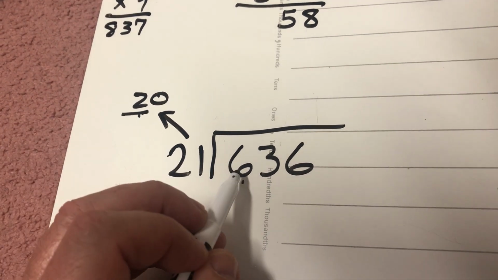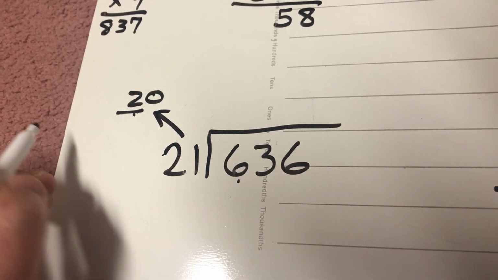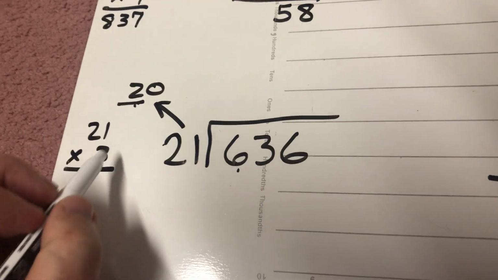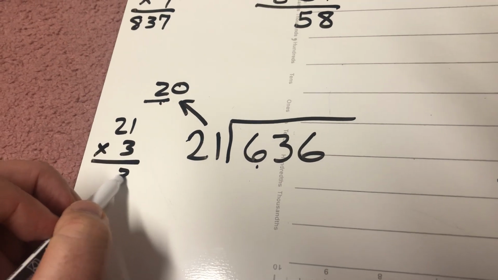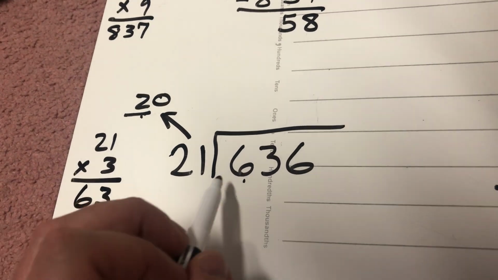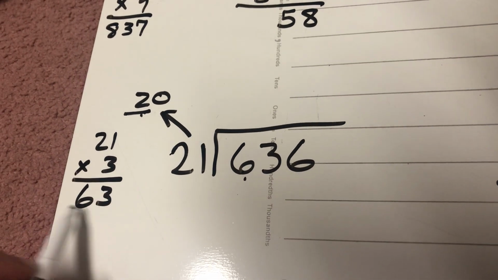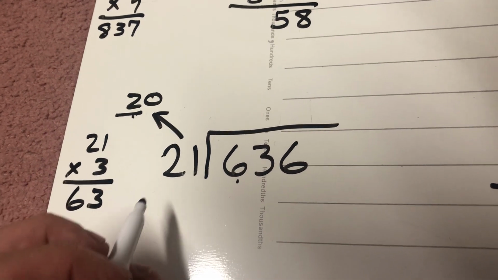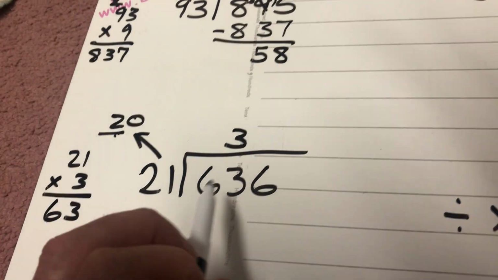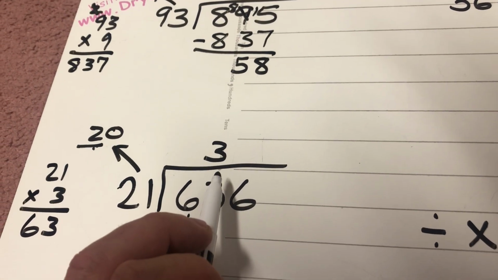Well, I know that 2 can go into 6 3 times. So I'm going to come over here to the side, and I'm going to try 21 times 3. 3 times 1 is 3. 3 times 2 is 6. And I like that, because I actually get 63. It goes in perfectly. So I know that's right. 21 can go into 63 3 times. I put my 3 above the 3. Very important.